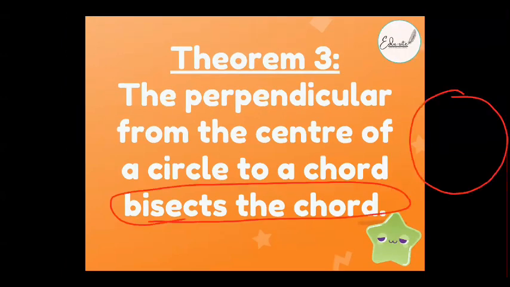This is theorem number 3. Wasn't it very easy? If you draw a chord AB, and this OM is the perpendicular drawn to AB, then what does it do? It bisects the chord. It divides this chord into two equal parts.